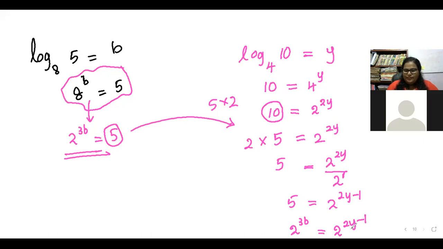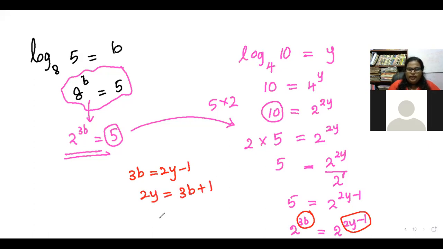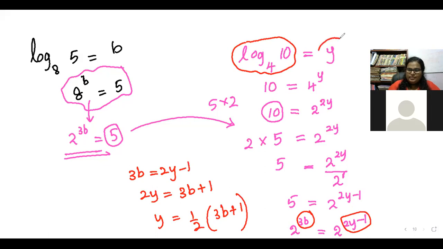Is it okay now? Then you have an equation with the same base 2 and here you can equal these two powers, right? 3b equals 2y minus 1. So we can write this one as 2y equals 3b plus 1 and y equals half of 3b plus 1. So y is what is this? Log base 4 of 10. So we took this expression as y.